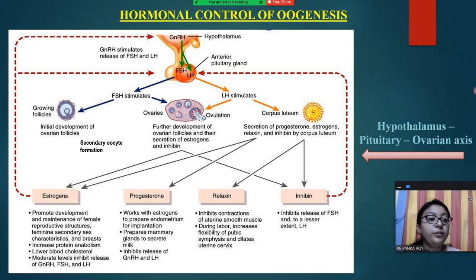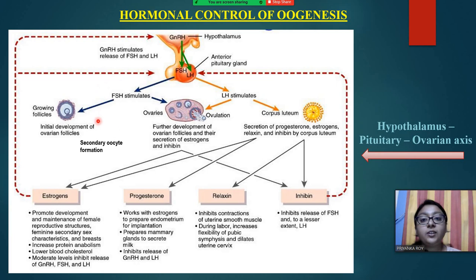So the hormonal regulation of oogenesis is also known as the hypothalamus, pituitary and ovarian axis, similar to the testicular axis that we discussed. This also starts with the hypothalamus. The gonadotropin releasing hormone similarly stimulates the release of FSH and LH from the anterior pituitary gland that we have already discussed. Now FSH and LH functions in oogenesis are different than in spermatogenesis.